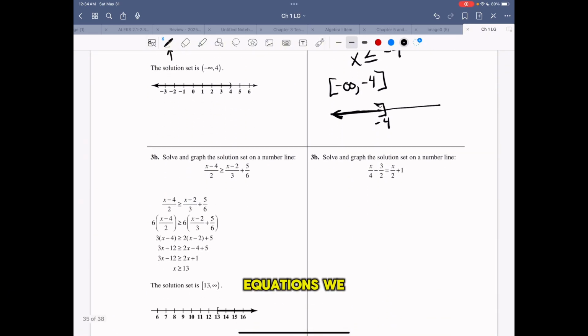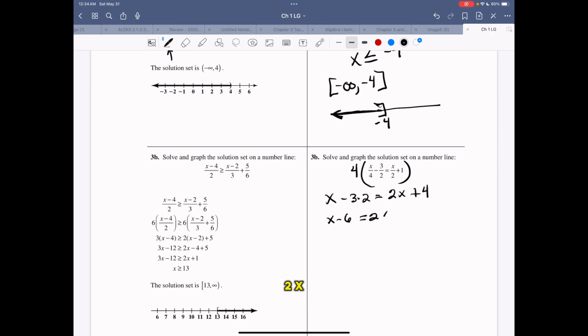Similarly with equations, with rational functions we need to find a common denominator, which is 4. So 4 divided by 4 is x. 4 divided by 2 is 3 times 2. And that's equal to the same thing over here, which is 2x. And then we multiply the 1 and the 4, which is 4. All of the fractions disappear, and we have x minus 6 equals 2x plus 4.